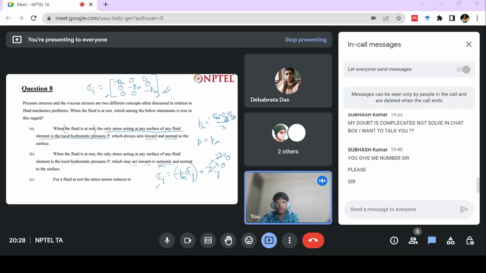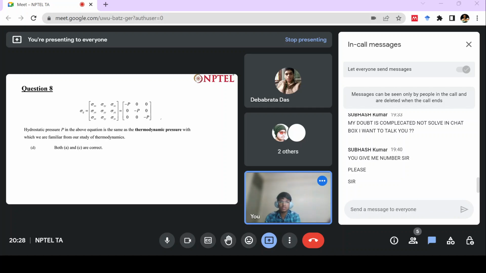So when my fluid is at rest, the only stress that is acting is my local hydrostatic pressure P, or the mechanical pressure P. Other stress components are zero. Okay, and it is acting inward. So A is correct, B is not correct. For a fluid at rest, the stress tensor reduces to this, and the hydrostatic pressure P in the above equation is the same as the thermodynamic pressure, which we are familiar with from our study of thermodynamics.